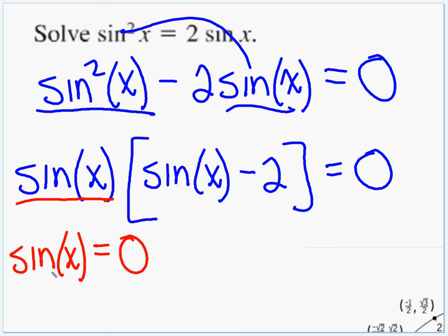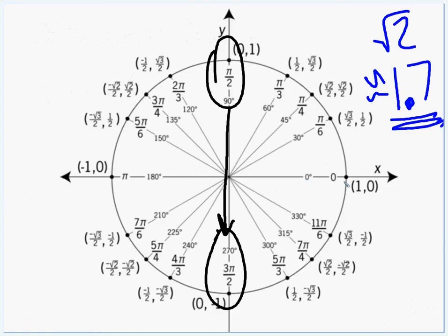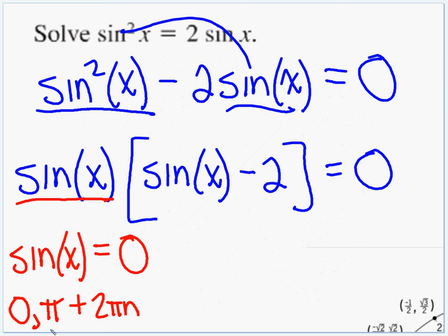And where does that occur on the unit circle? That occurs at 0 radians and also pi radians plus 2 pi n. But 0 and pi are straight across from each other. They're only a half a circle away. So we can make that not 0 or pi plus 2 pi n. We can just say 0 plus 1 pi n.